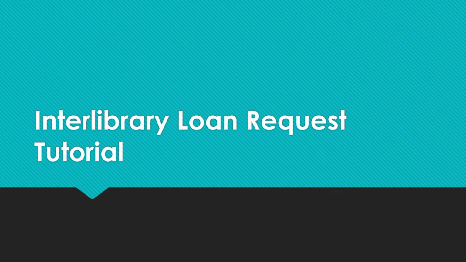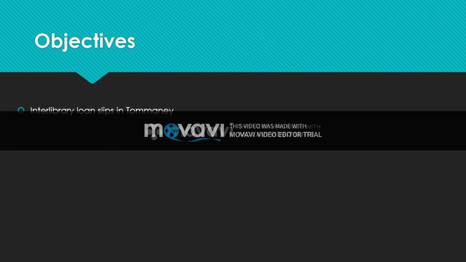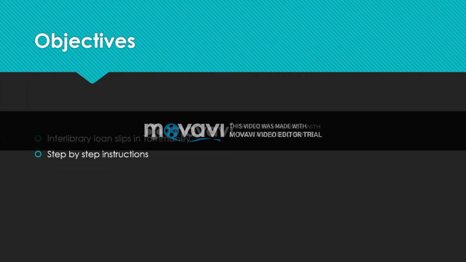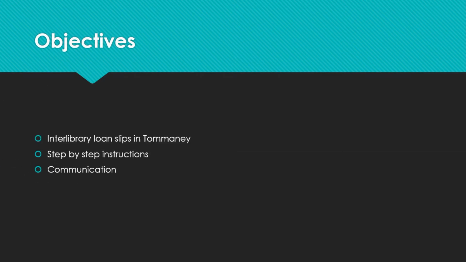So let's begin. This tutorial will help you become familiar with request slips in the library. Step-by-step instructions will demonstrate a typical interlibrary loan request. The manual interlibrary loan system at Tommaney requires active communication via email for important updates. Contact information is provided at the end for further questions.